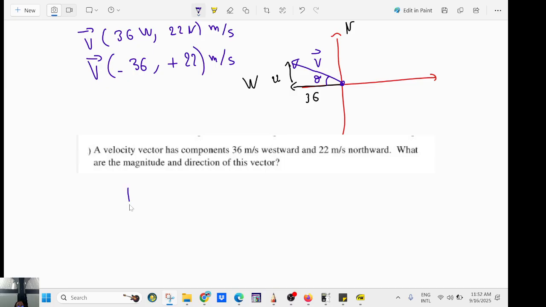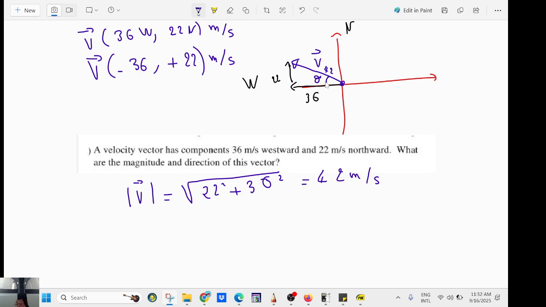Okay, what is the magnitude? So for the magnitude, I'm going to put absolute value, and you need to use the Pythagorean theorem, which is 42, thank you. 42 meters per second. So that length here, that's called the hypotenuse, is 42. Do you agree? Now to find the standard notation, we have to be very careful with the angle.